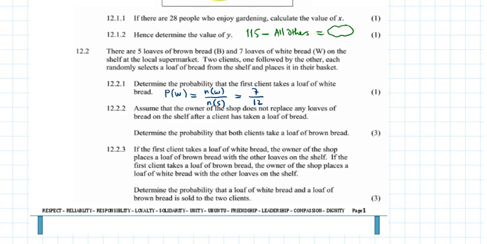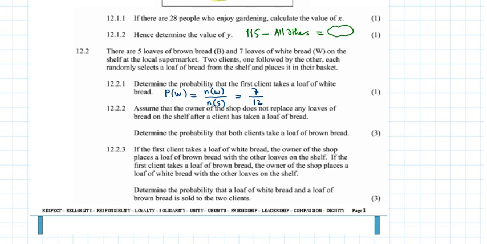Assume that the owner of the shop doesn't replace any loaves of bread on the shelf after a client has taken a loaf. Determine the probability that both clients take a loaf of brown bread. So we must have the first one taken brown, and then the second one must also be brown.